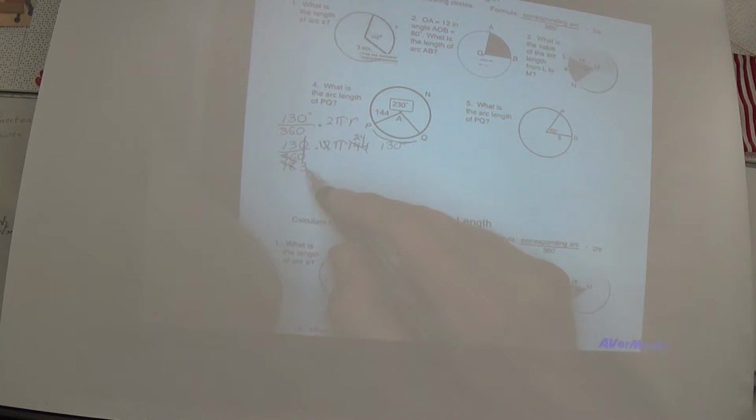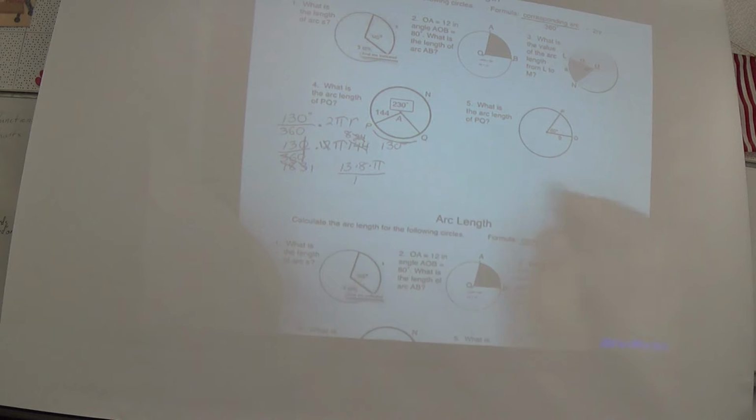Because 3 will go into 3 one time, it goes into 24 8 times. So this becomes a 1 now, this now becomes an 8. So now we're just going to multiply straight across. So at the top, we have 13 times pi times 8, or 13 times 8 times pi. Down below, we're all reduced all the way down to 1. So we're not going to need that anymore.